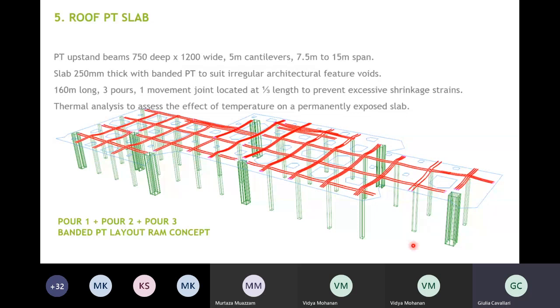However, it's not a normal PT slab because of all the feature voids. We had to concentrate the cables at the column strips. Therefore, we came up with a banded PT system and RC slab in between the column strips.